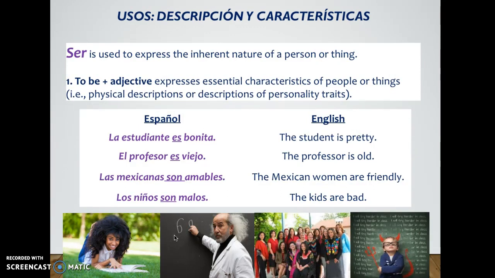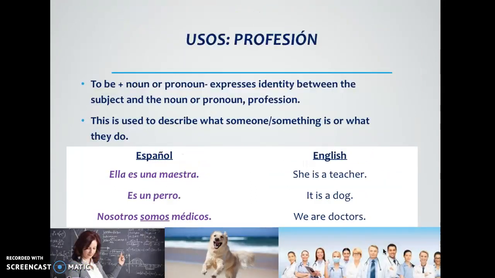Usos, descripción y características. We use the verb ser to describe essential characteristics of people or things. Things like the physical descriptions or descriptions of personality traits. Okay? If you're a nice person, you're generally going to be nice forever. Let's look at some examples. La estudiante es bonita. The student is pretty. El profesor es viejo. Professor is old. Las mexicanas son amables. The Mexican women are friendly. Los niños son malos. Those are bad kids.